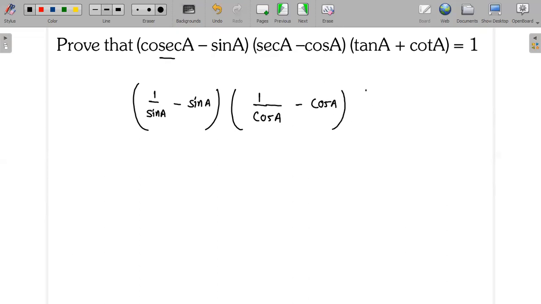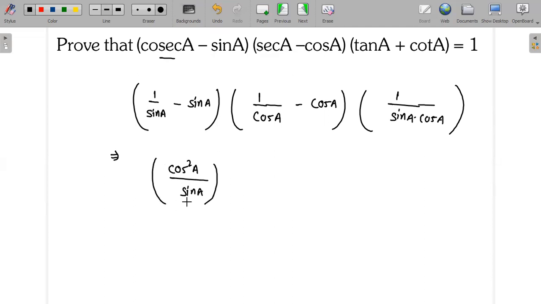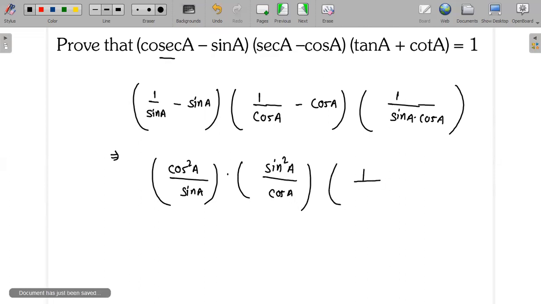Wherever tan A plus cot A appears, it will give you 1 over sine A times cosine A. In that manner, I have converted each and every term into sine and cosine. Now in the numerator, we have 1 minus sine square A, which is nothing but cosine square A over sine A, times the next one, which becomes 1 minus cosine square A, which is nothing but sine square A over cosine A, times further 1 over sine A times cosine A.